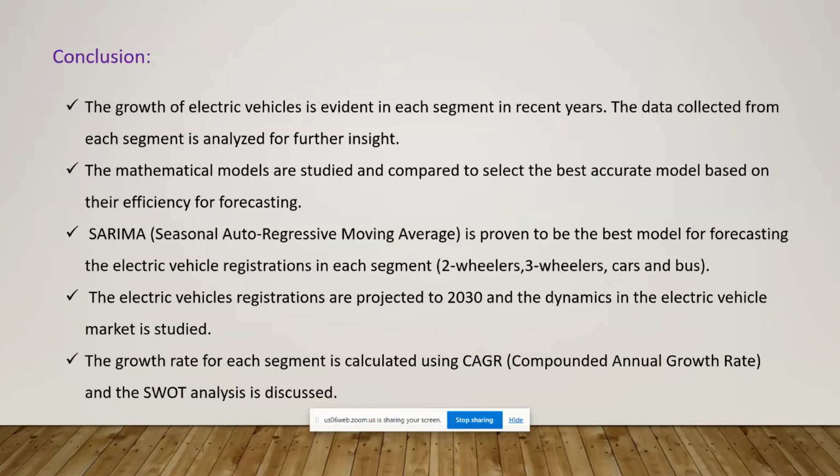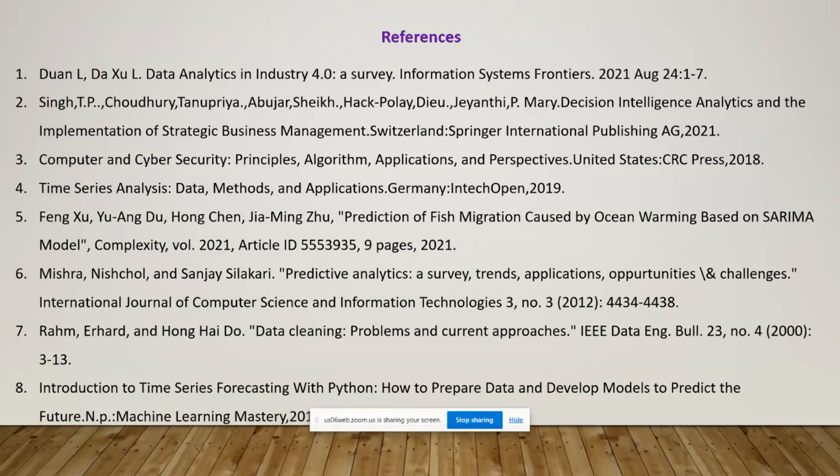And this is the conclusion. Though there are defects in electric vehicles, this is a greater initiative. There is a great initiative taken by the government in order to promote more electric vehicles, for securing the country and for the economic conditions also. And these are the references used. Thank you.